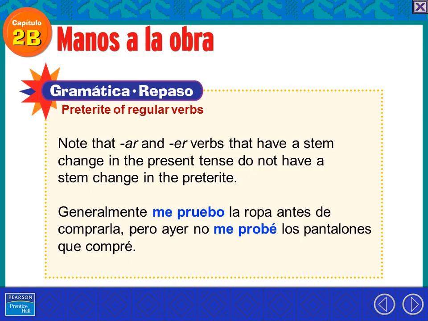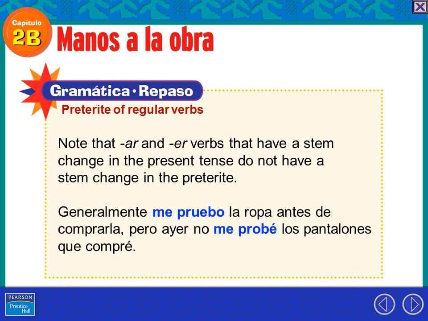Okay, kids, so stem changes. The verbs that stem change in the present tense, they do not stem change in the preterite tense, so don't worry about that. For example, probar stem changes O to UE in the present tense. Don't even worry about that in the preterite. Just treat it like a regular AR verb. But be careful because IR verbs do have a stem change in the preterite, but we're going to get to that next semester. So let's not worry about that right now.